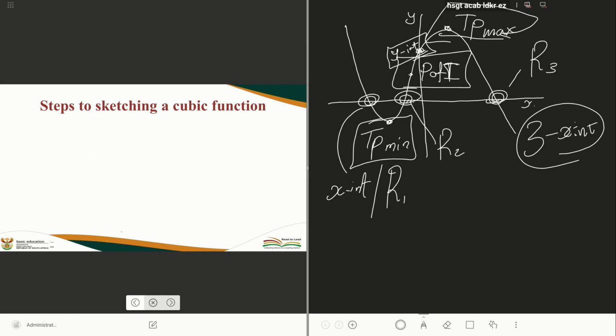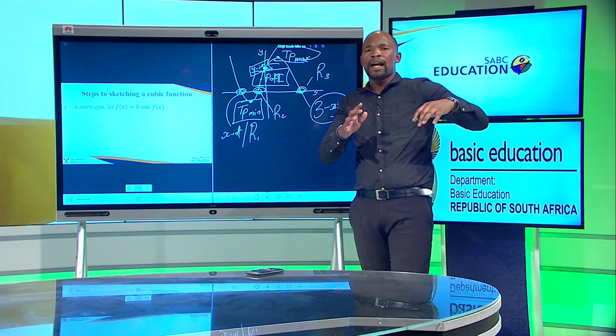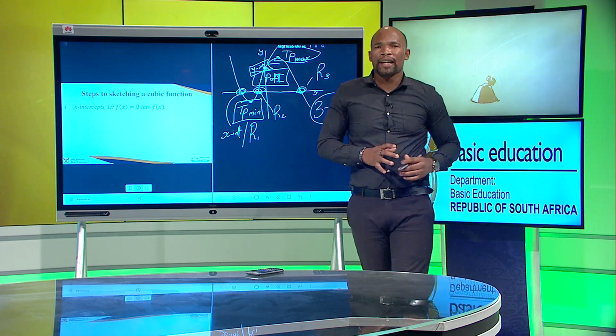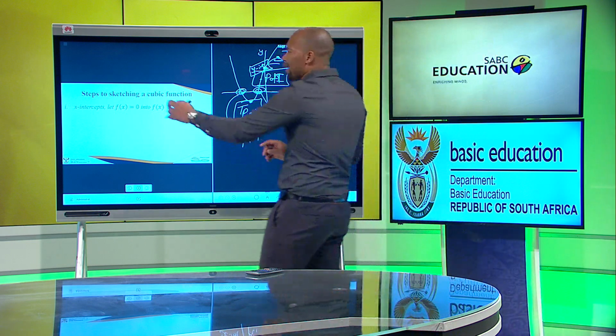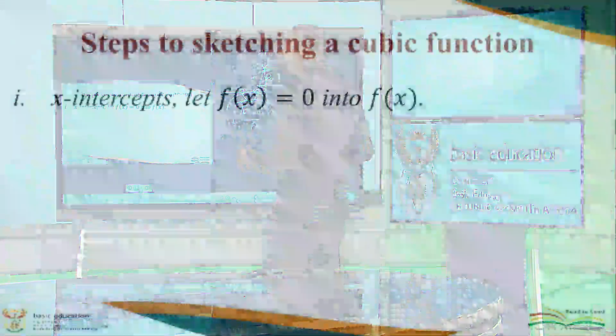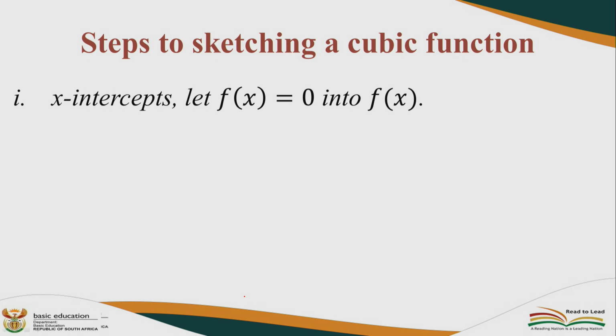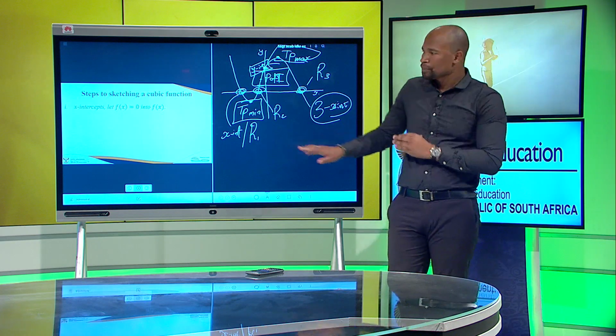Sketching a cubic function, we need these steps. Step number 1, we need to get the x-intercept. How do we get the x-intercept? We are using what we were doing in grade 11. How do we calculate the x-intercept of a parabola? We're going to let f(x) be equal to 0. It doesn't change. It's the same thing that we were doing last year, still applying it here.